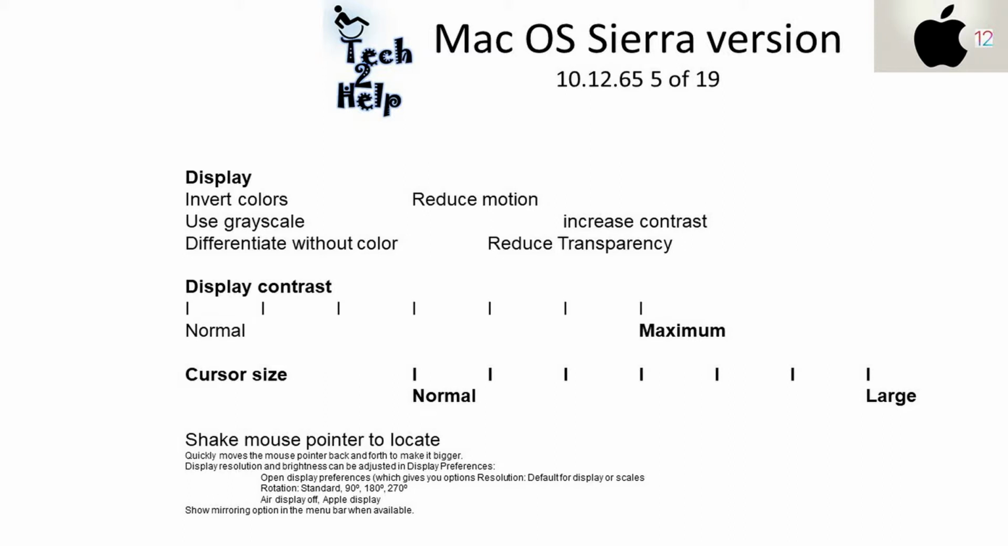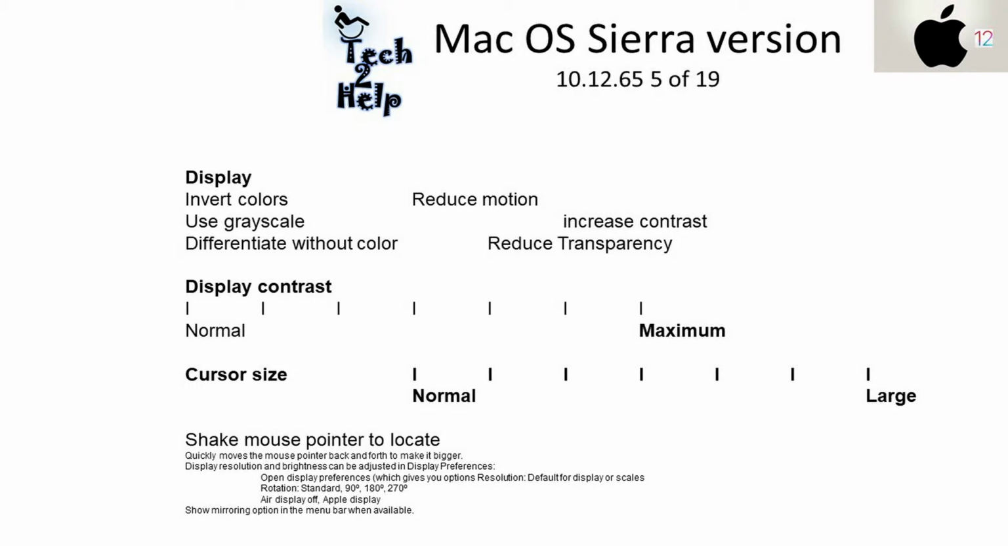Display. Invert colors. Reduce motion. Use grayscale. Increase contrast. Differentiate without color. Reduce transparency. Display contrast: normal, maximum. Cursor size: normal, large. Shake mouse pointer to locate. Quickly moves the mouse pointer back and forth to make it bigger.